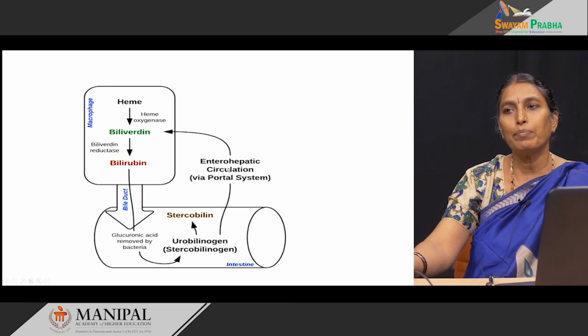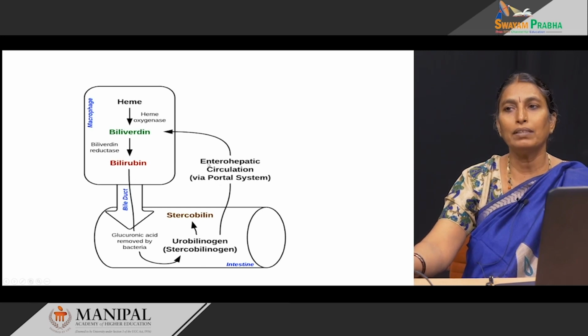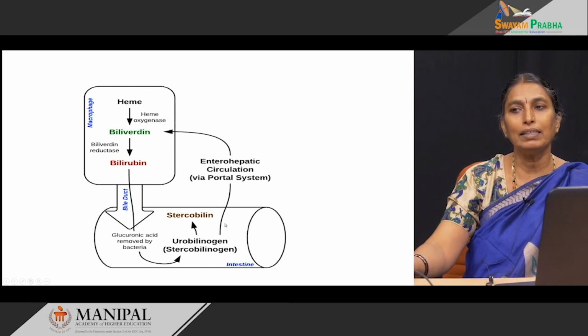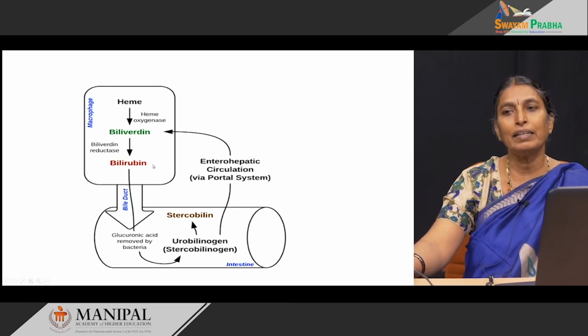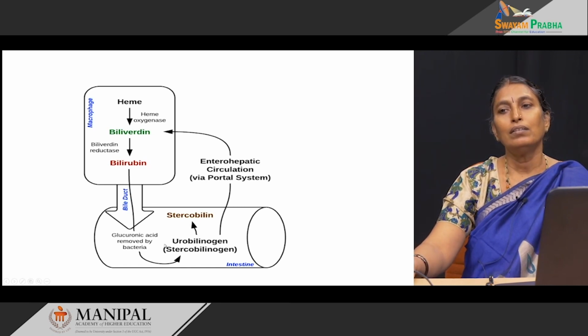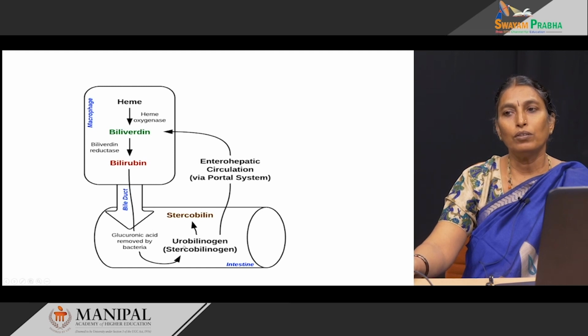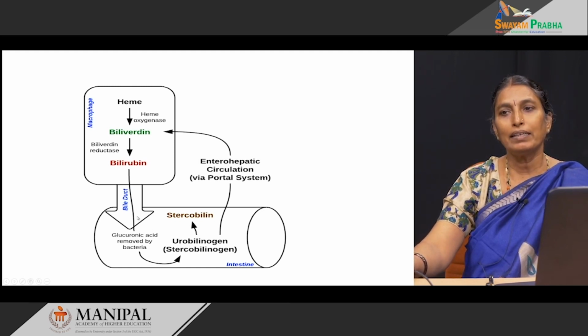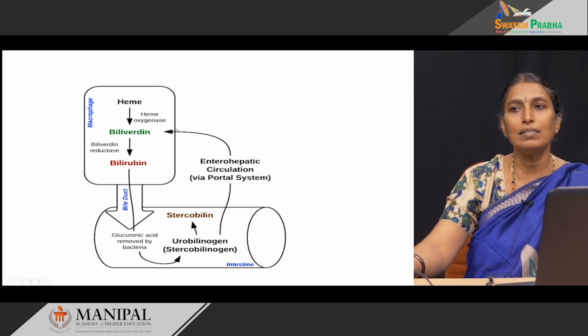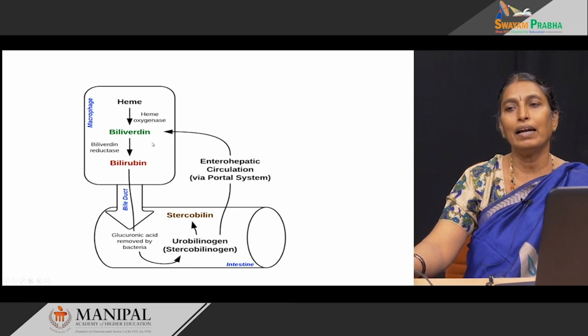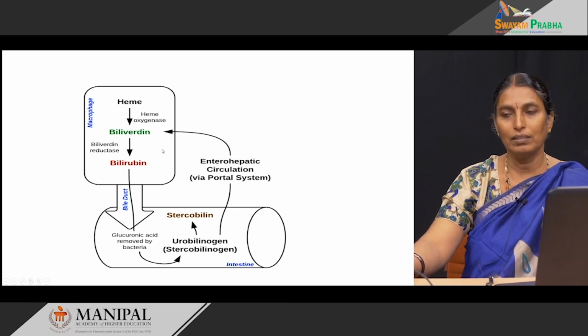A little part of this urobilinogen, nearly 5%, is also absorbed in the enterohepatic circulation, which means it is absorbed into the portal system, taken to the liver, re-secreted into the bile, and that comes to the intestine. So, urobilinogen getting absorbed and re-secreted into the intestine is called enterohepatic circulation. And a little amount of what is reabsorbed, about 5%, also enters the systemic circulation, goes to the kidney and gives the color to the urine. This is a summary of this topic.